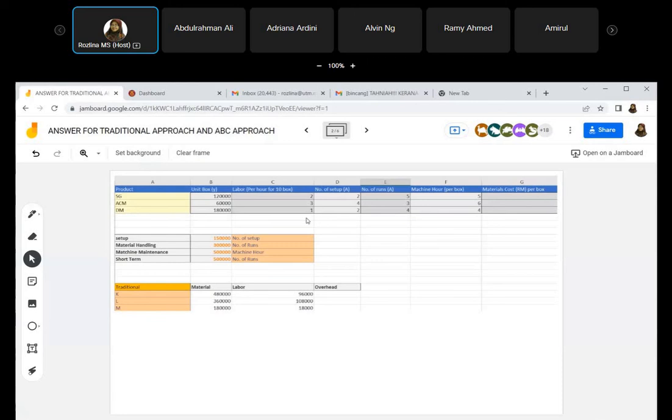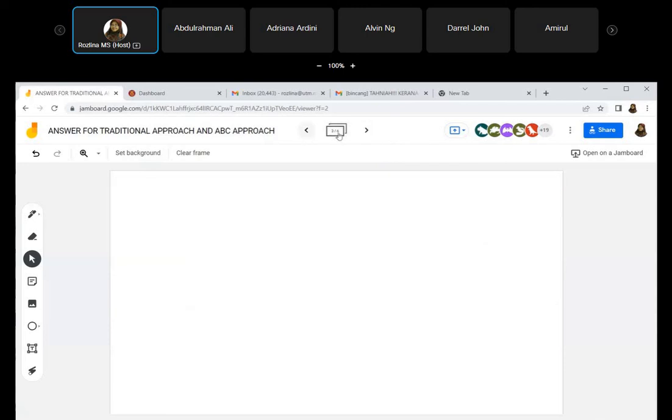Okay, we have hour. Machine hour per box, then times box. So you have to put 3 brackets. Okay, if I can see any other answer maybe.